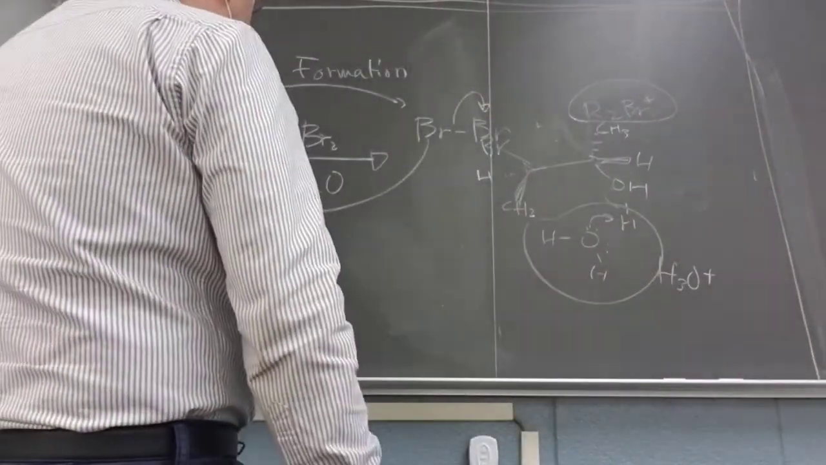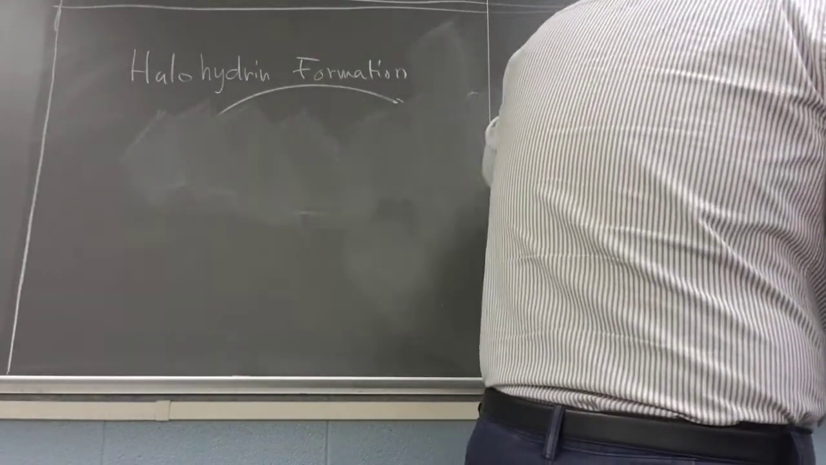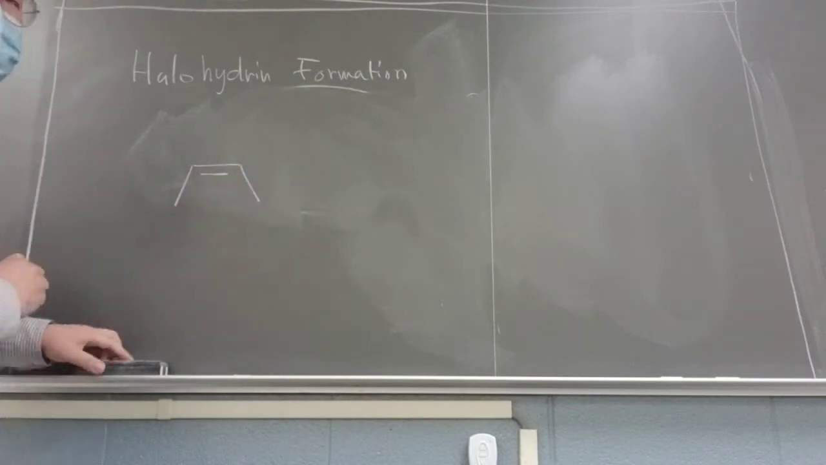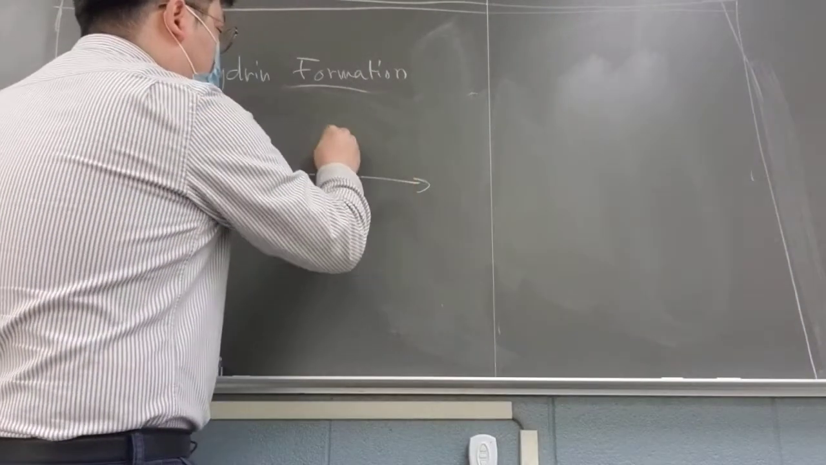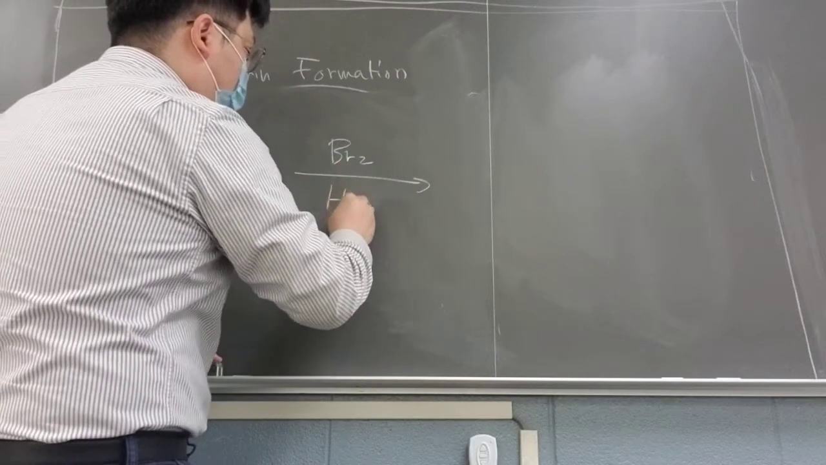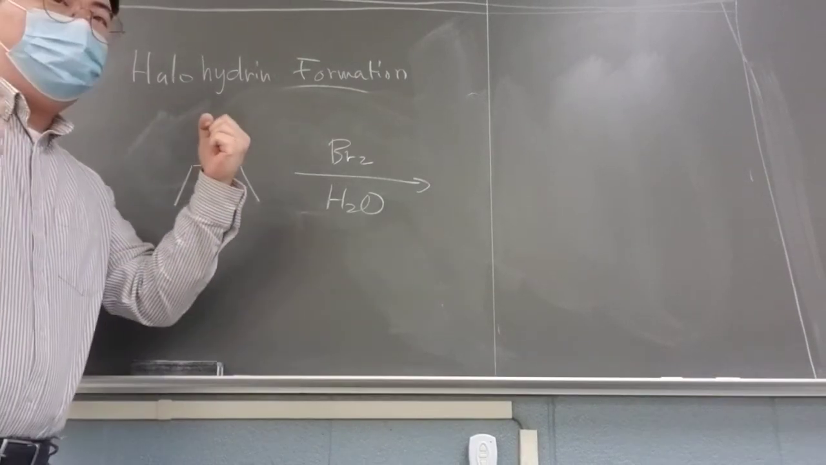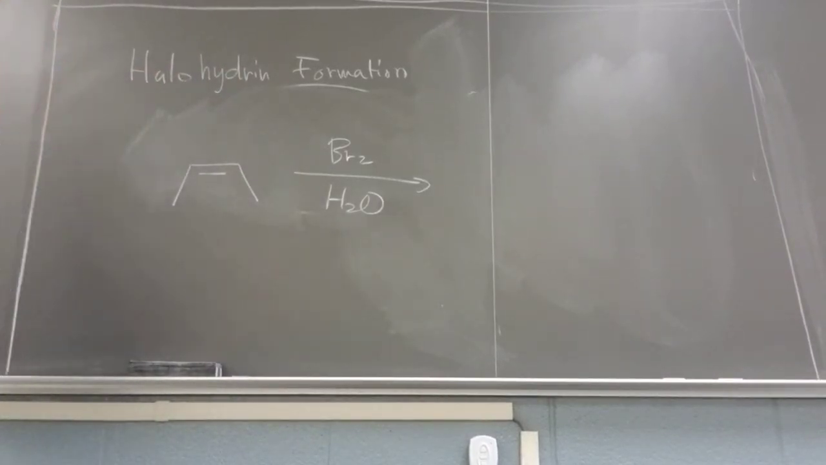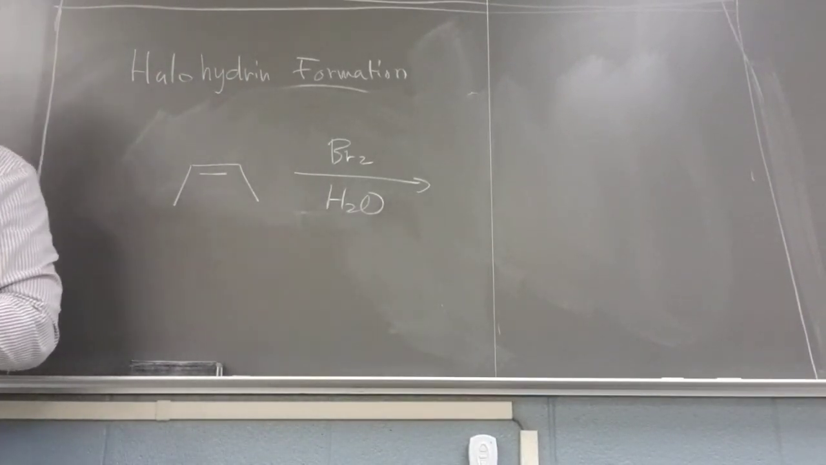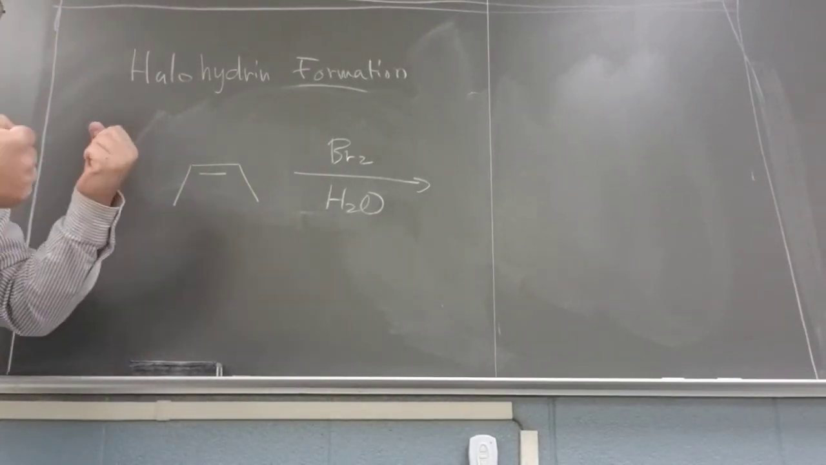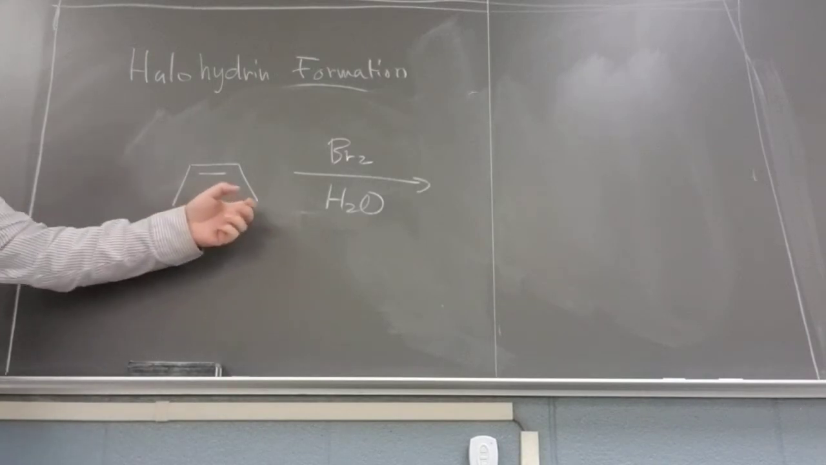So maybe can you guys try this one then? Maybe it's a cis. Try to do it with the same thing. Okay, go ahead. Once again, the halogen group and the water will come onto opposite sides because of the bromonium ion formation in the middle of the process. So not on the same side. And then this is in cis.